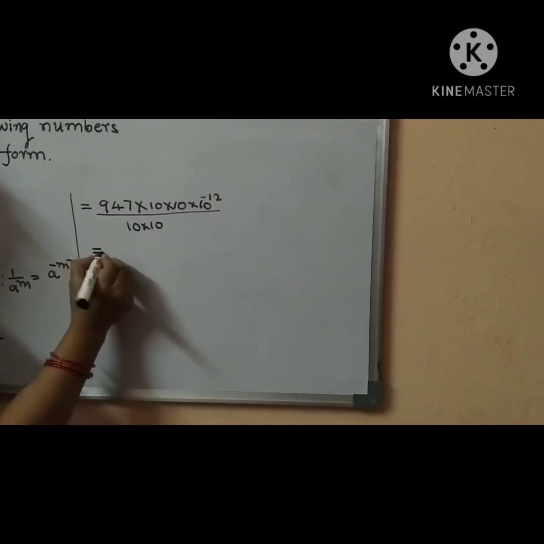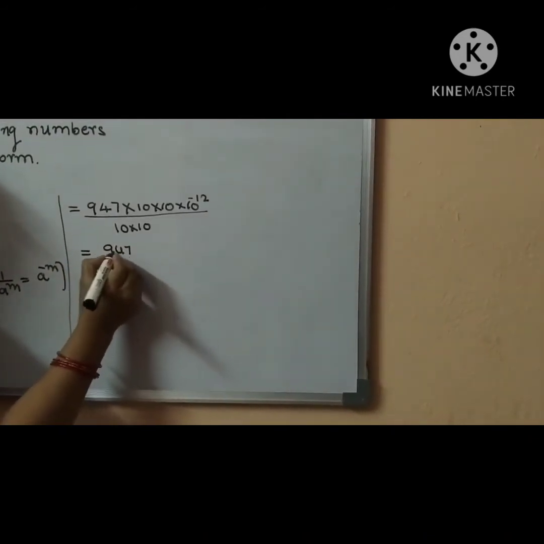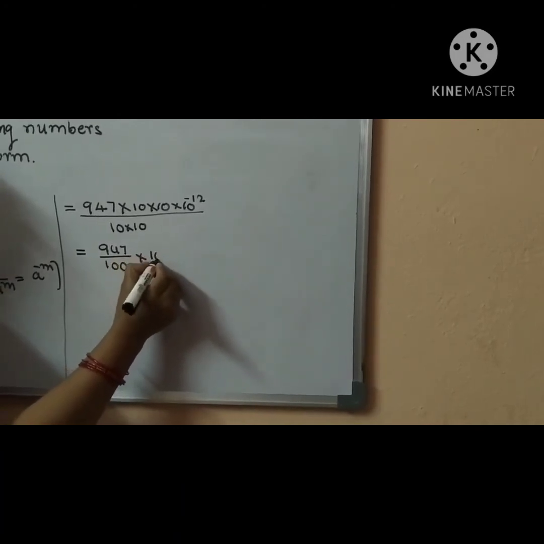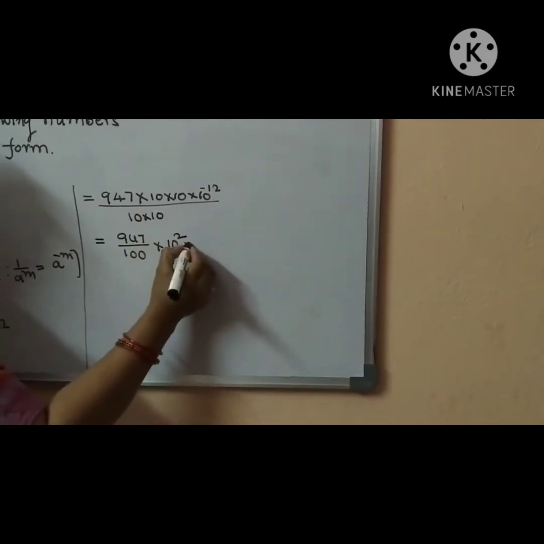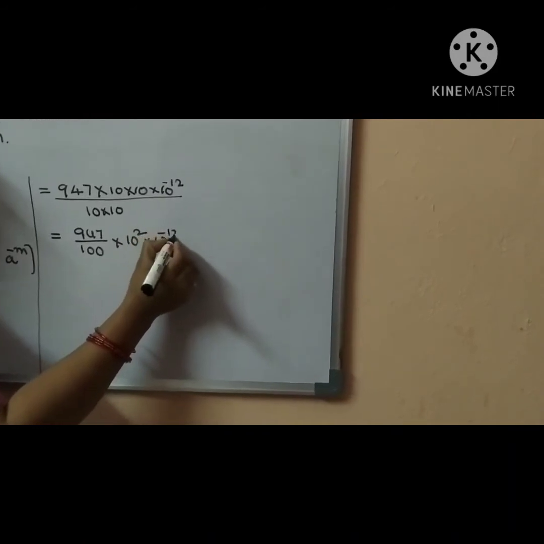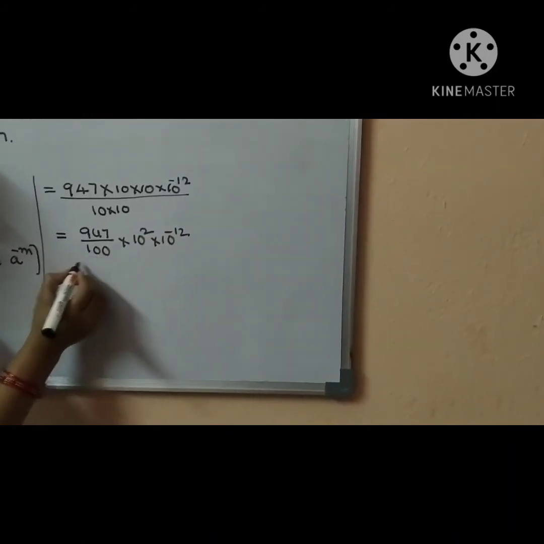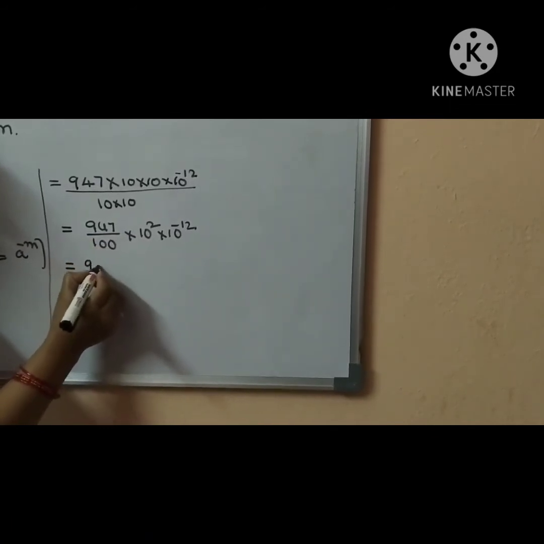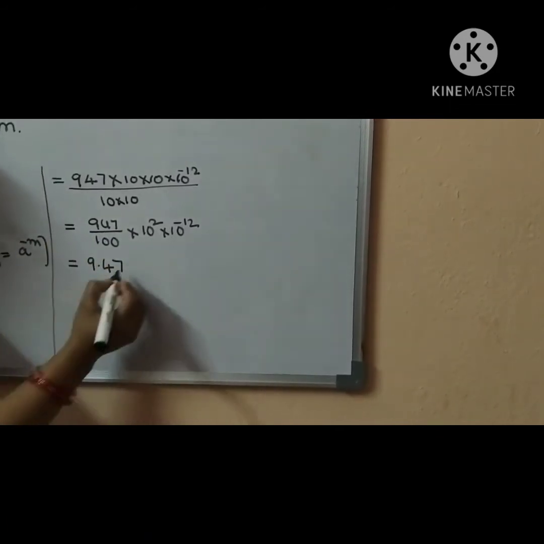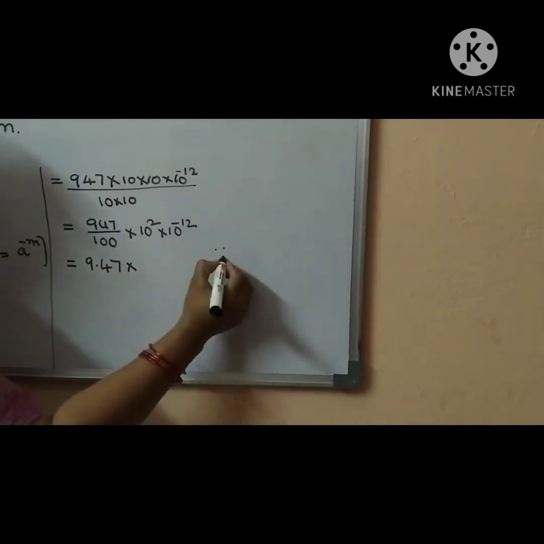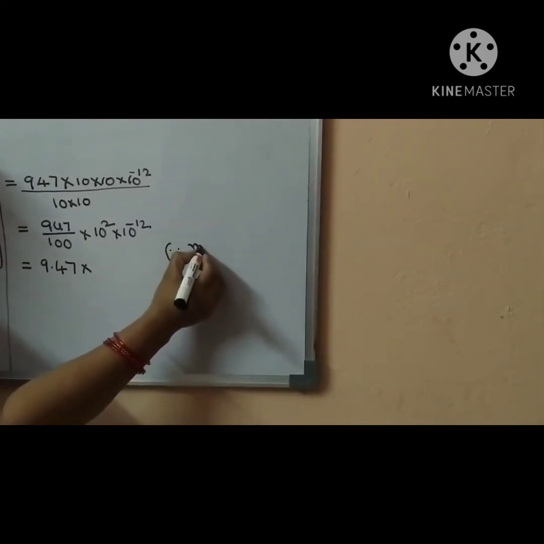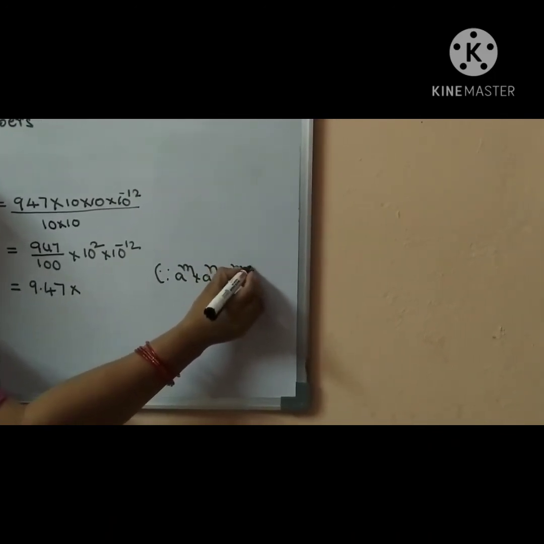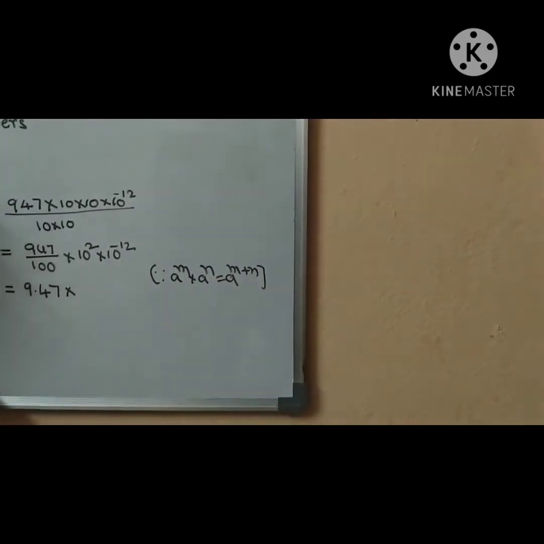So here write 947 by 100 into 10 square. 10 into 10, 10 square into 10 power minus 12. So here 1 after how many zeros are there? 2 zeros. So we should keep the point at 9.47 into 10 power 2. Here write a power m into a power n equal to a power m plus n, comparing the laws of exponents.